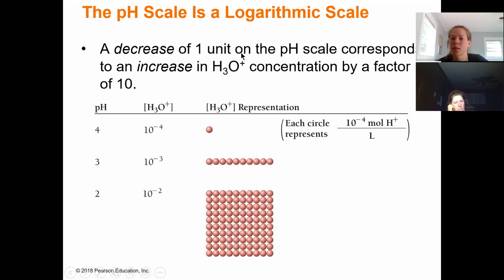So a decrease of 1 unit on the pH scale corresponds to an increase in H3O plus concentration by a factor of 10. So if I'm going from a pH of 4 to a pH of 3, I'm increasing how much hydronium I have by a factor of 10. If I go from a pH of 3 to a pH of 2, I've increased by another factor of 10, or I've increased by a concentration of 100 from pH of 4. So it's not like an incremental scale. Going from pH of 4 to 3 is not the same thing as going from 3 to 2, right? It gets exponentially bigger.